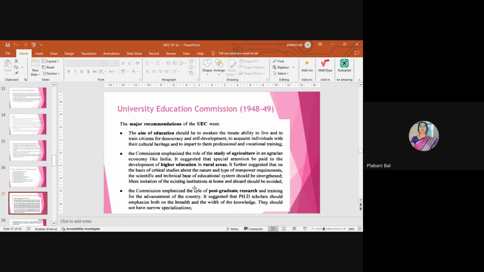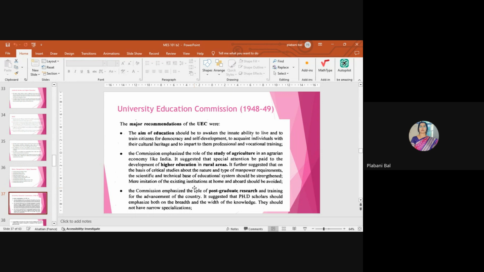The next recommendation was based on the medium of instruction in Indian languages. It was also there in the 48-49 policy. If you observe carefully, you can find that NEP 2020 is also emphasizing this, and this is not new. This started from the 48-49 policy also. Realizing the importance of the medium of instruction, the Commission recommended that English as a medium of instruction in higher education should be replaced as early as possible by Indian languages. It was the recommendation of the 48-49 policy.